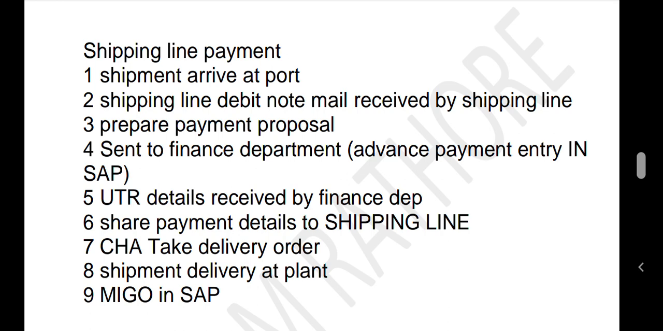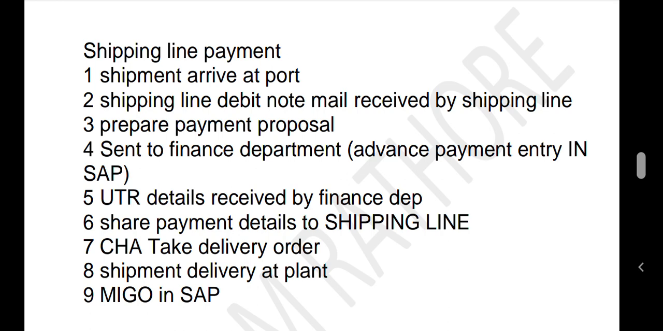Now point number 7, the CHA takes the delivery order, meaning the CHA takes the goods in his custody, and with the help of the transporter, the goods are delivered at the plant. Point number 8, shipment delivered at the plant. And point number 9, MIGO in SAP, meaning once the goods are received at the factory, our storekeeper makes the entry in SAP regarding the shipment having arrived at the factory. In such a way, the shipping line payment is released.